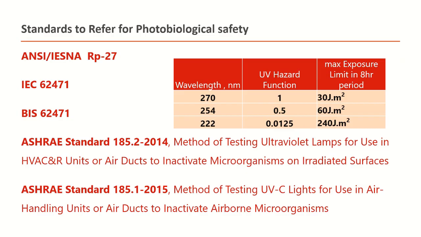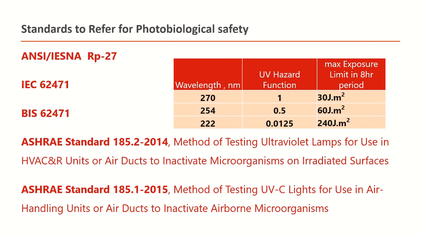These are some of the standards for photobiological safety of luminaires: IEC 62471 or the BIS 62471, which are more similar. You have to put the luminaires in the proper category, the proper classification of the hazard level. You also have the ISLE RP27.